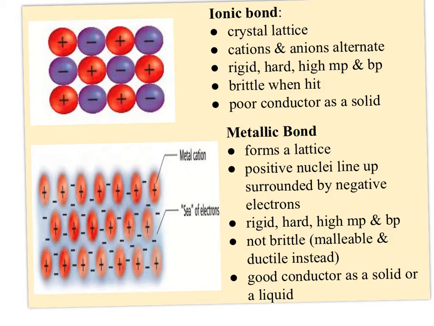But with metallic bonds, you have a lattice, and just the positive nuclei line up, surrounded by the negative electrons. So they're also rigid and hard with fairly high melting points and boiling points. But now, instead of being brittle, when you hit them with a hammer, you can shape them into different things. And that's what we call malleable and ductile. It also means they're a good conductor both as a solid and a liquid because the electrons are free to move. And that's what we need, is a moving charge for good conductivity.